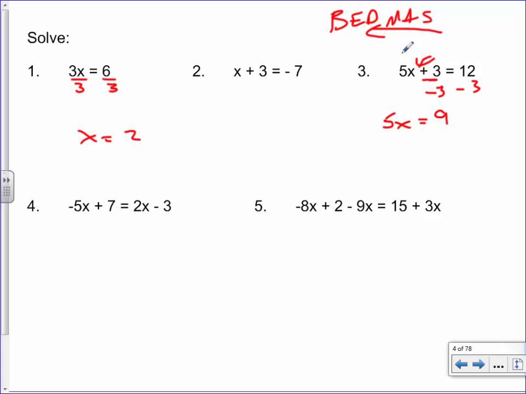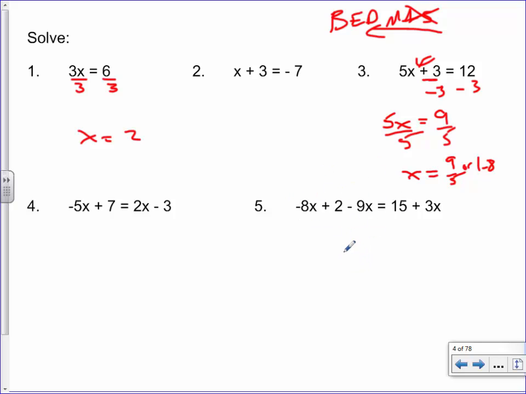Cool. And then after we've dealt with add and subtract, do we have any division or multiply? Yeah, then do your division and divide by 5. It's 1.8. Cool. Does that make sense? Cool. Well, why don't we jump down and do number 5 then?